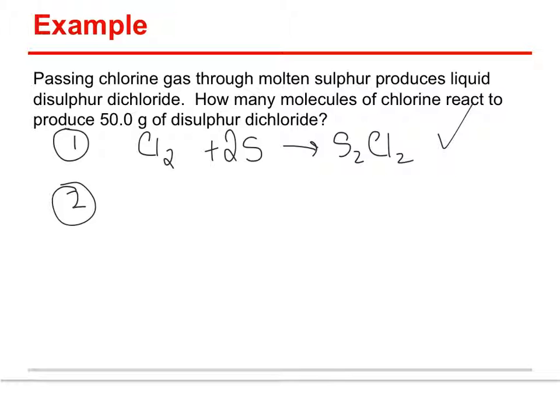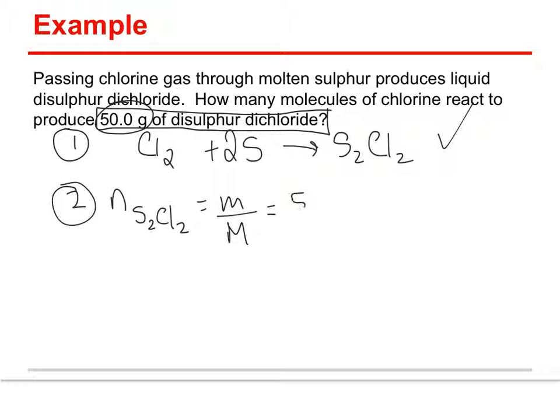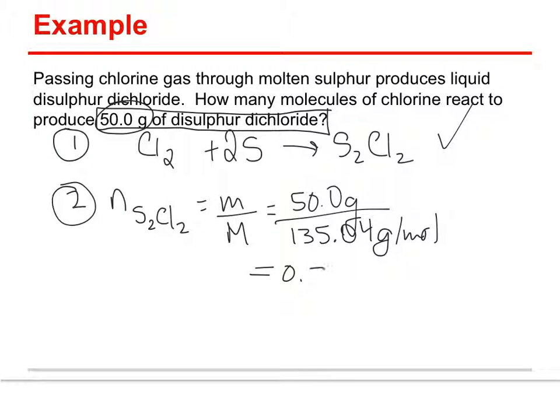Our second step is we're going to convert our known value to moles if required. So it is required here because it's given to us in mass. So the moles of disulfur dichloride is our mass divided by our molar mass. We're given 50.0 grams, and the molar mass of disulfur dichloride is 135.04 grams per mole. And that would give us 0.3702 moles of disulfur dichloride.